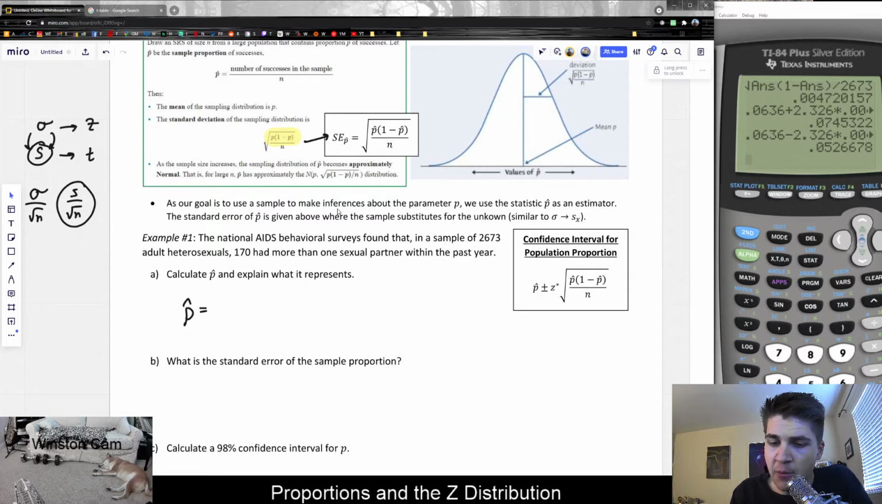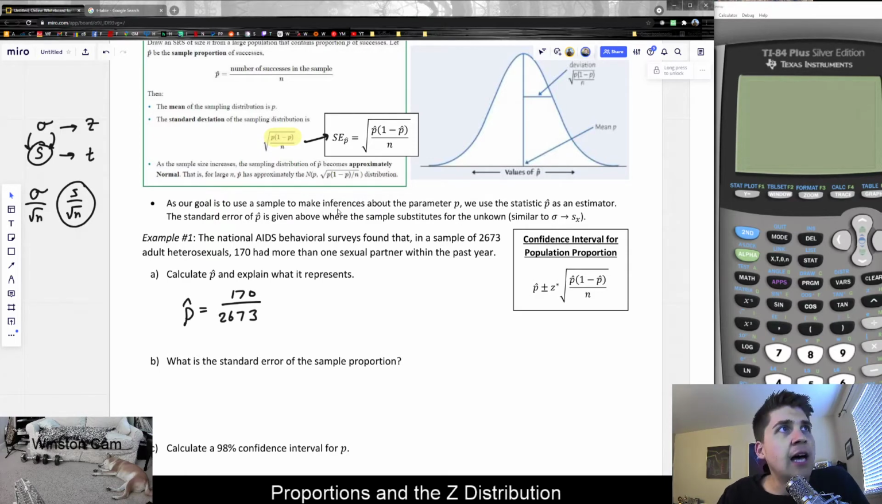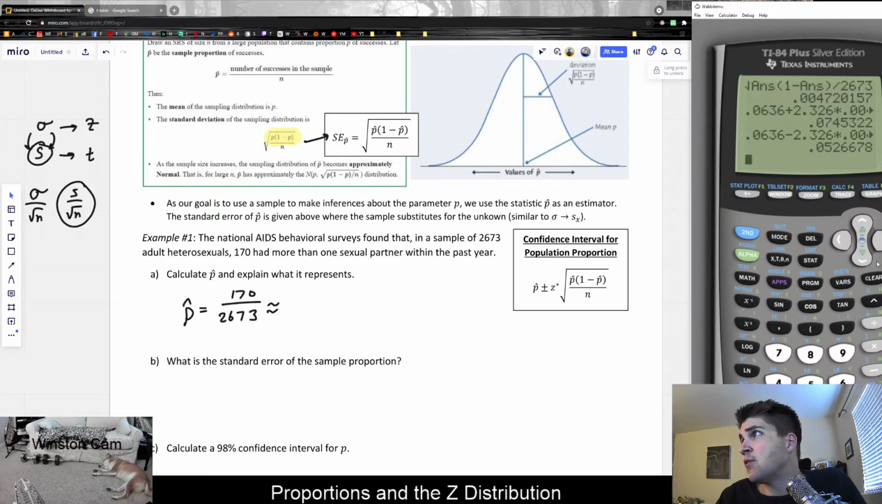But in this case, that would be 170 successes divided by the total number, which was 2,673 in our total sample. And again, this is just a ratio or a fraction, basically the percent of the population that fits the particular category, which is always what it is. And often we like to round it as a decimal to figure out what this value is. So if we go ahead and do that, we'd have 170 divided by 2,673.